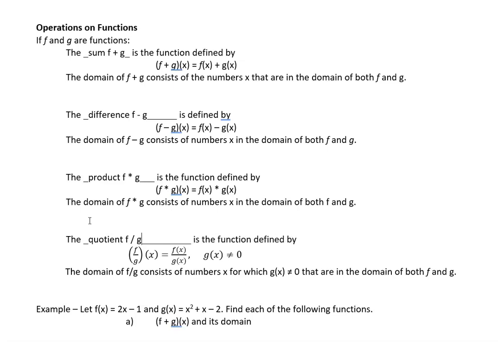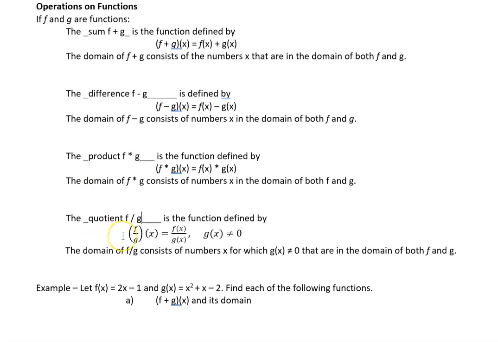g is the function defined by (f divided by g)(x) equals f(x) divided by g(x). But remember, we can't divide by 0, so we have to make sure that g(x) doesn't equal 0. So to find the domain of f divided by g, we find the numbers x for which g(x) doesn't equal 0 and that are in the domain of both f and g. So the domain of the quotient differs from the domain of the others in that we have to eliminate any values that make that divisor, g(x), equal to 0.